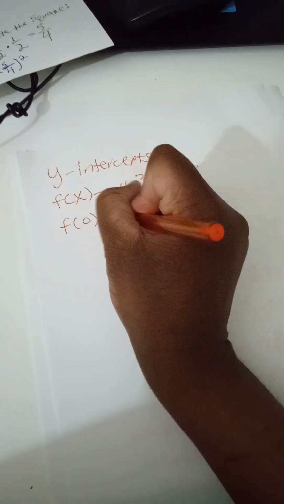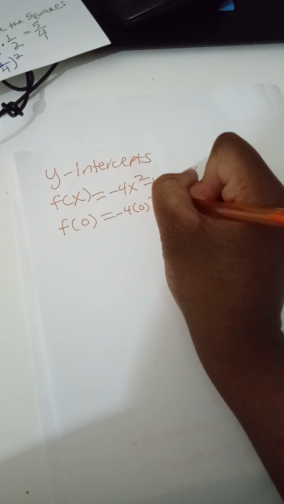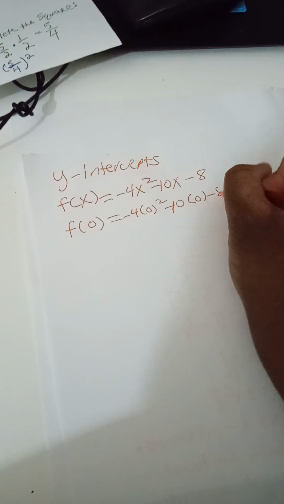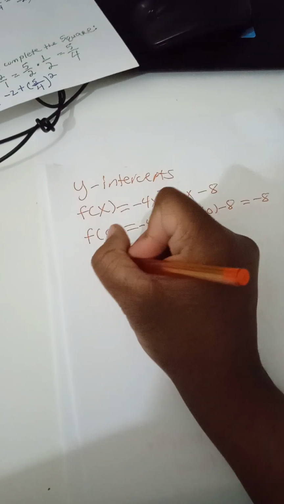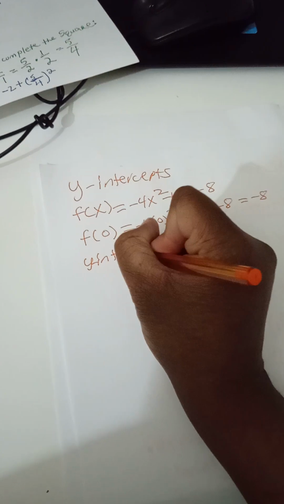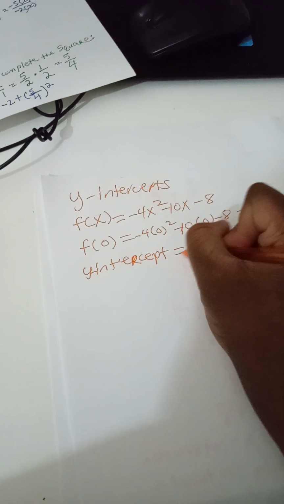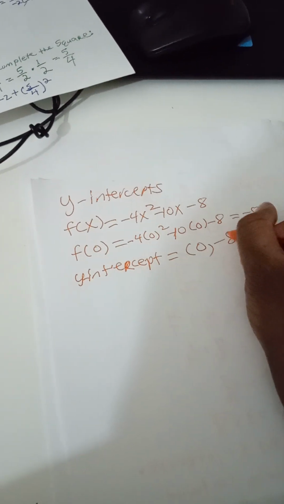Now the y-intercept, with the f of x equation equals -4x squared minus 10x minus 8, and then we substitute 0 in for x. So -4 times 0 squared minus 10 times 0 minus 8 will give us -8. So the y-intercept is equal to 0, -8.